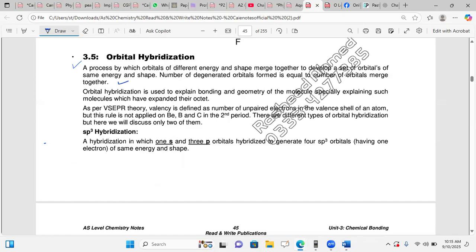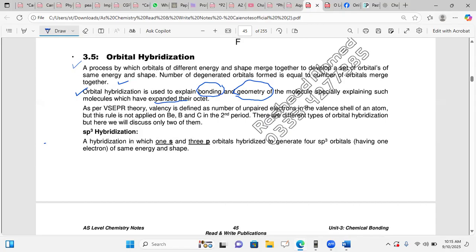After that, he is saying orbital hybridization is used to explain bonding and geometry, as I have explained about sigma bond and pi bond, and I have told about the geometry like tetrahedral and trigonal planar. I have also tried to explain about the bond angles. Everything will be explained with the help of how they have expanded, and they are going to produce the sp3 hybridization, sigma bonds and pi bonds.